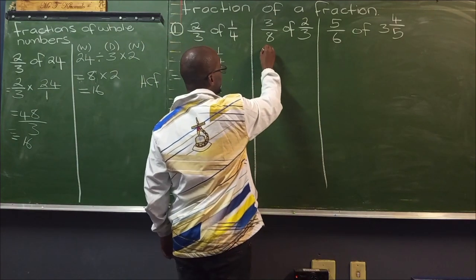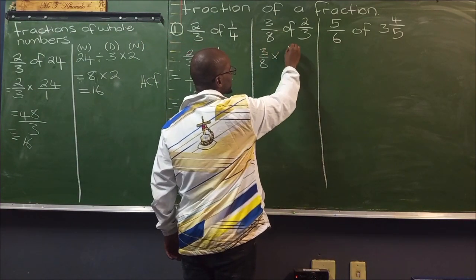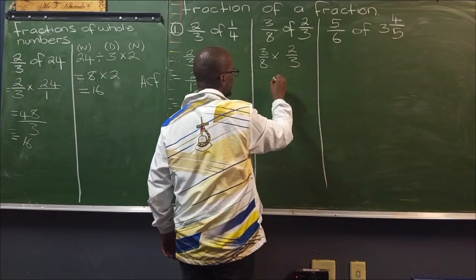So over here again, now we have 3/8 multiplied by 2/3.